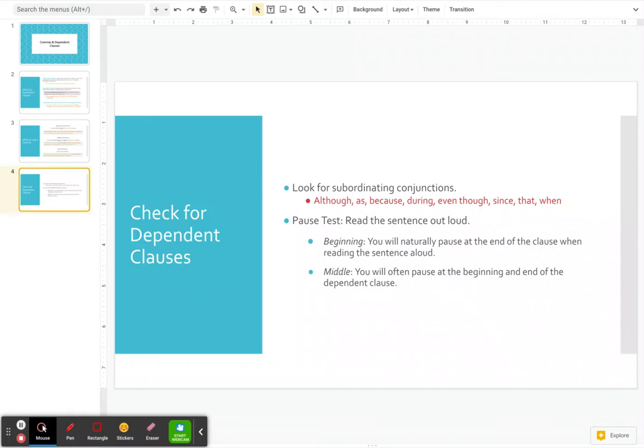So, how can you check your sentence for dependent clauses? The easiest way to do that is to look for subordinating conjunctions, like although, as, because, during, even so, since, that, and when. Another way is to do what I call the pause test. Read the sentence out loud, and if you pause, you'll often find that it's because there's a dependent clause at the beginning of the sentence. If you're pausing in the middle, it might mean that you have a dependent clause in the middle. So those are just a couple little tips for how to punctuate your sentences with dependent clauses.